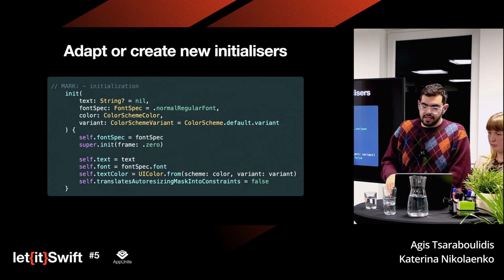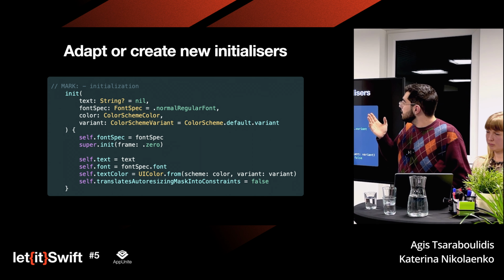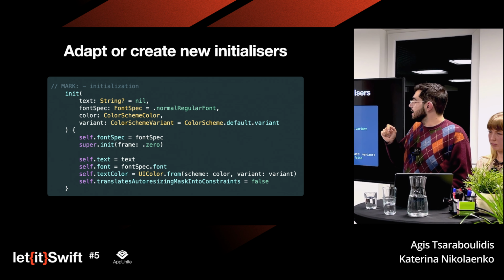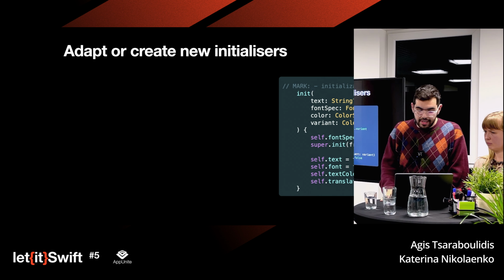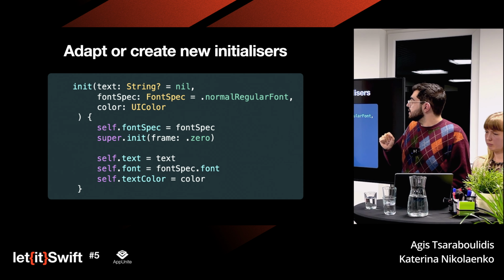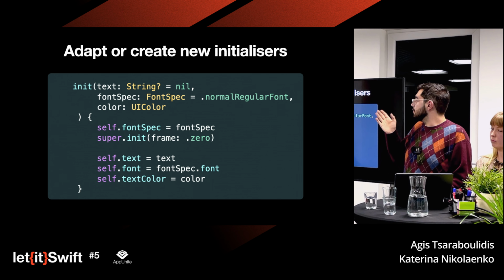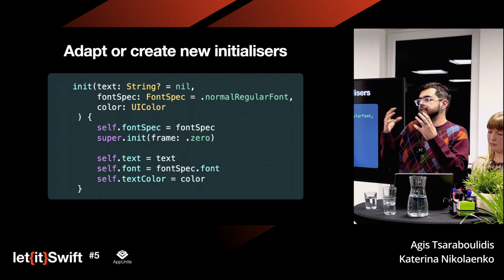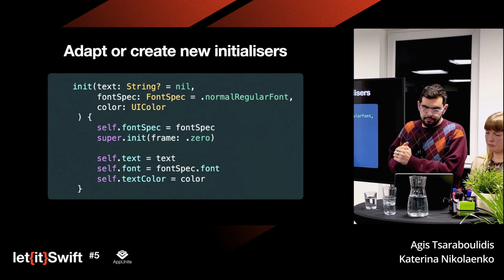Second thing is adapt or create new initializers. This is the first initializer that we had for the dynamic font label. As you can see, it takes a color and a variant as a parameter, but we had to change that and instead use color. But we didn't delete the previous initializer and replace it with that. We created this new one because, again, we didn't want to break what worked already.